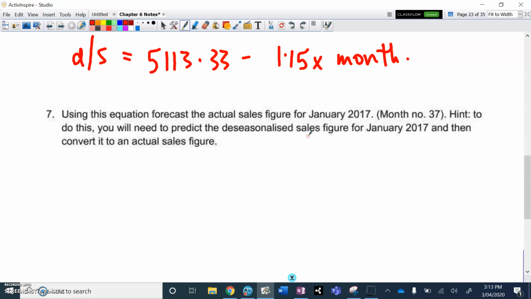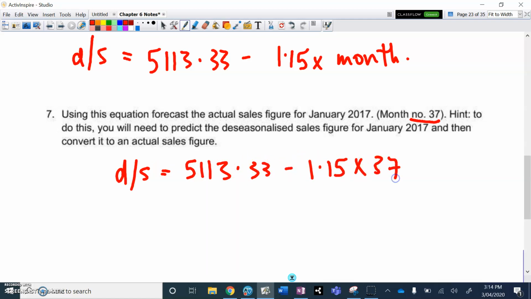So you can have a look back at your original data, and the first bit of data there for January was January 2014. So as you count through the months, you've got to add another 3 years on basically. So you've got month number 1 is January 2014 plus another 36 months. That's how we get to month number 37 when you're doing the forecasting. So for January 2017, month number 37, it's basically just using your formula for your equation that you've just calculated, minus 1.15 times by 37, month number 37.